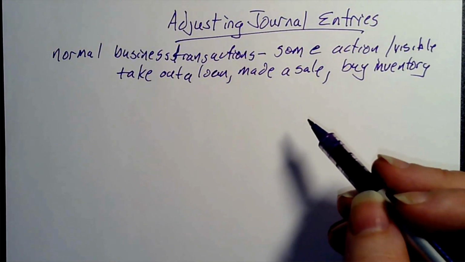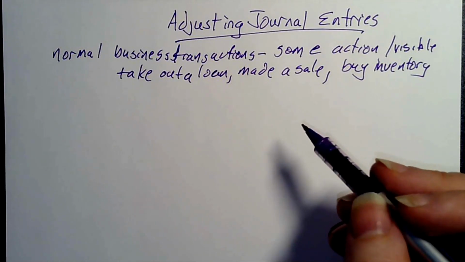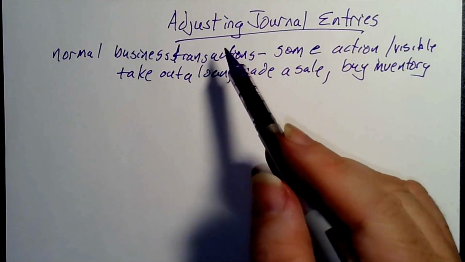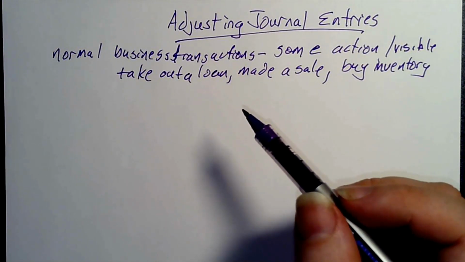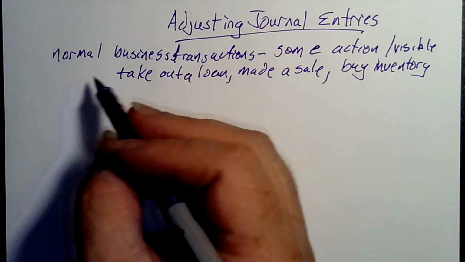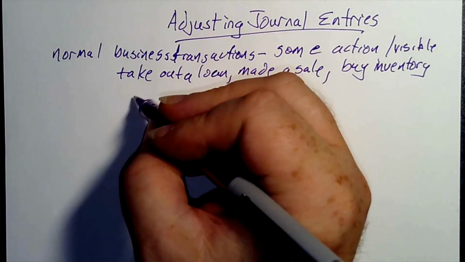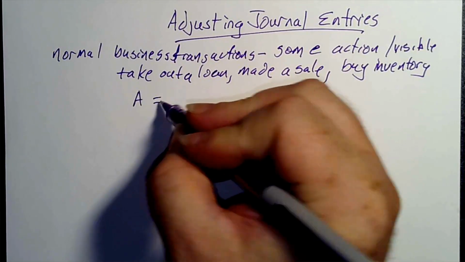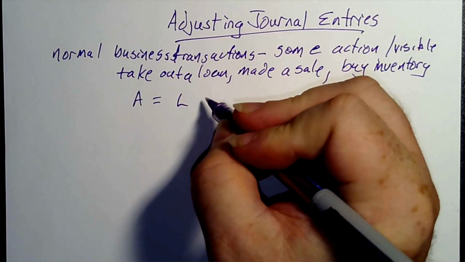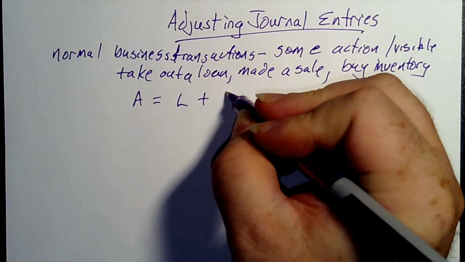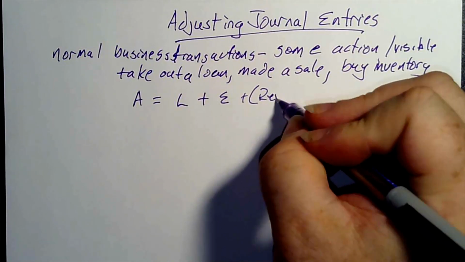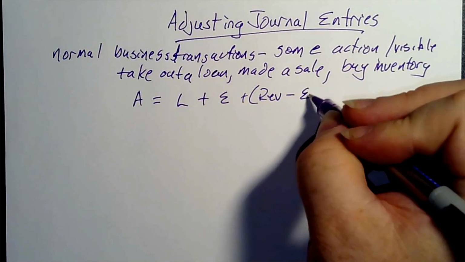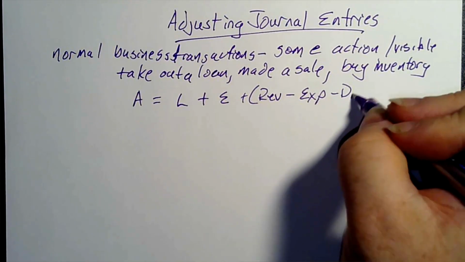However, there is a certain class of other transactions that we need to take care of, and they're adjusting transactions. So what are they, and how do they fit into all of this? Well, up to this point, we've been taking all these business transactions and putting them on the accounting equation. Assets equals liabilities plus stockholders' equity. And remember, that also includes revenue, expenses, and drawings.